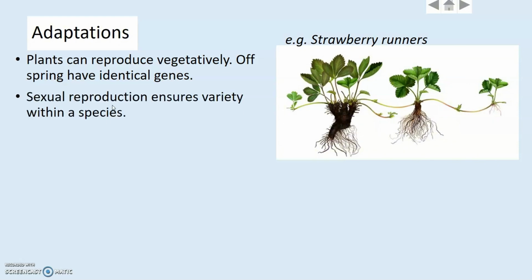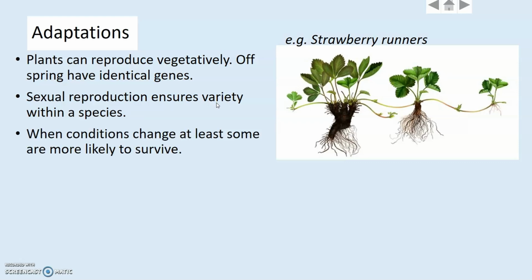Sexual reproduction, which is how animals reproduce, ensures variety within a species. Just think of the humans, those in the class around you, how different we are. Well, half your genes come from your dad and half from your mum, and that ensures variety, and we're all unique. When conditions change in the environment, at least some are more likely to survive.